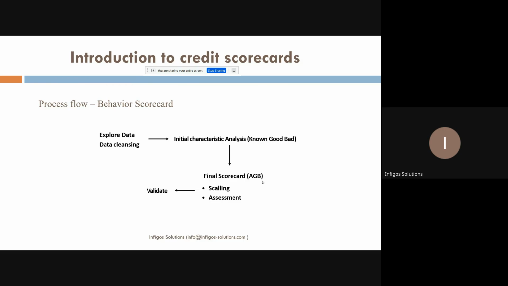Does this answer your question, Partha? Somehow it is, because I have seen the challenge that I am getting sometimes is the data having the imbalance rate so high. So in that case, setting the PDO at 20 is very difficult.